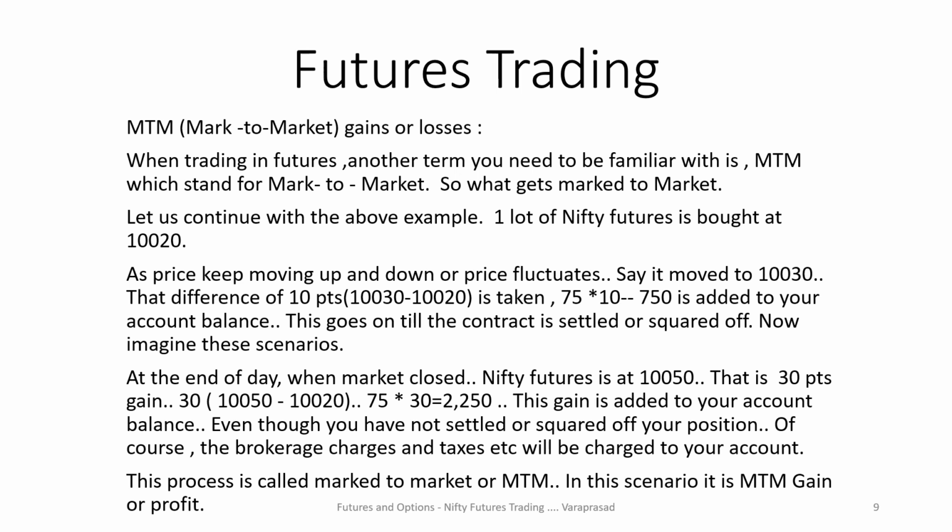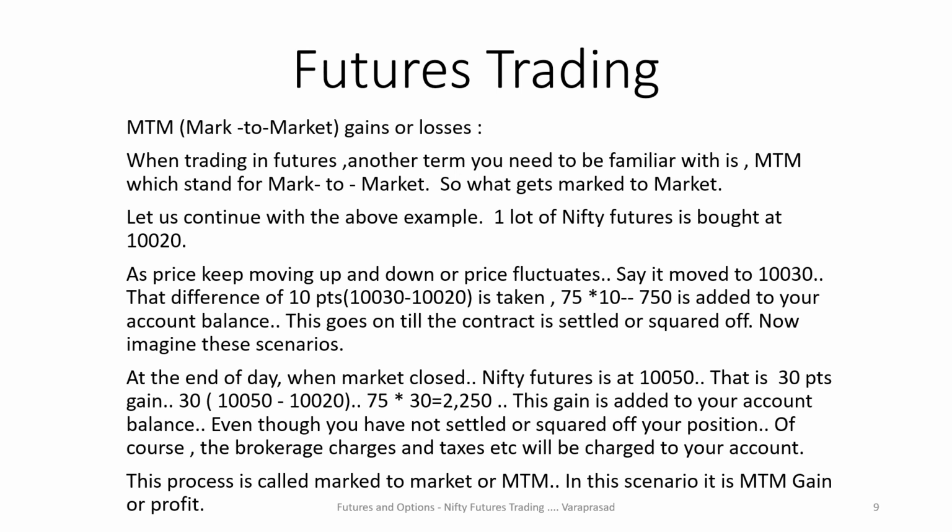One lot of futures is bought at 10,020. As price keeps moving up or down, say it moved to 10,030, that difference of 10 points, 10,030 minus 10,020, is taken. 75 into 10, 750 is added to your account balance. This goes on till the contract is settled or squared off.